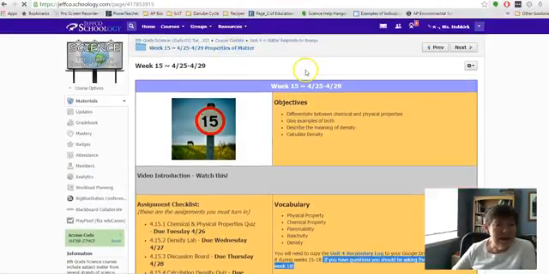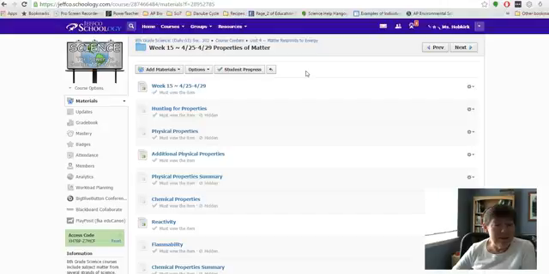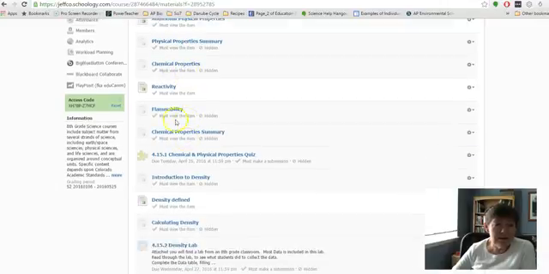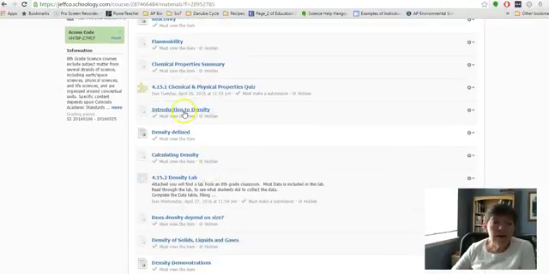Okay, so what have you got going this week? Let's see what the week looks like. You're going to start out with some reading about physical properties and then chemical properties. We're going to talk about reactivity and flammability. Those are chemical properties. And then there's a little quiz on those, which is due Tuesday.